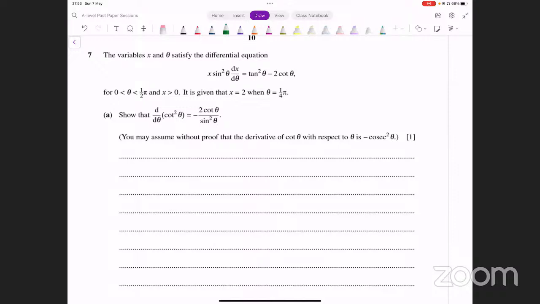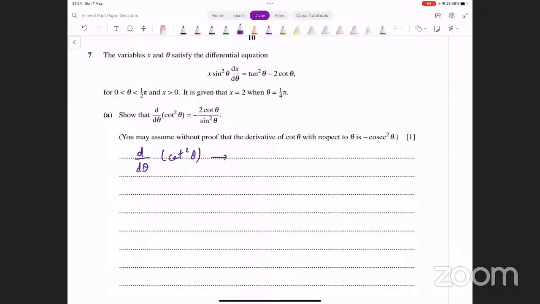We need to show that the derivative d over d theta of cot square theta is equal to minus 2 cot theta over sine square theta. And they've given that you can assume without proof that the derivative of cot theta with respect to theta is minus cosecant square theta. They gave the derivative of cot and asked us to find the derivative of cot square theta. Let's do that. We need to find the derivative of cot square theta.